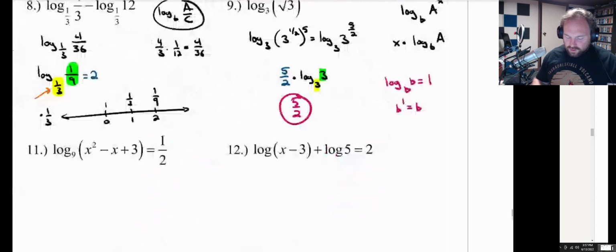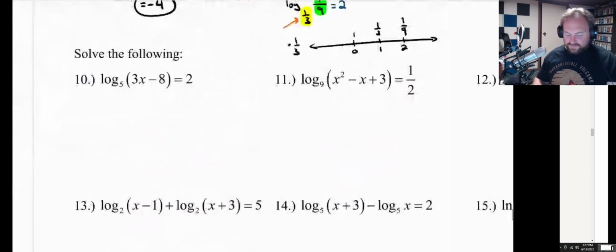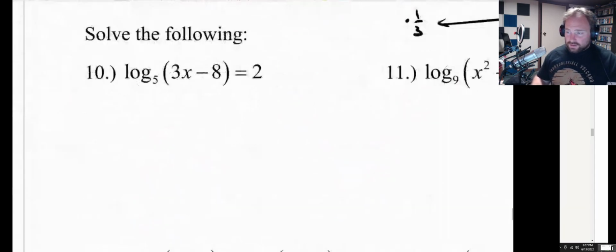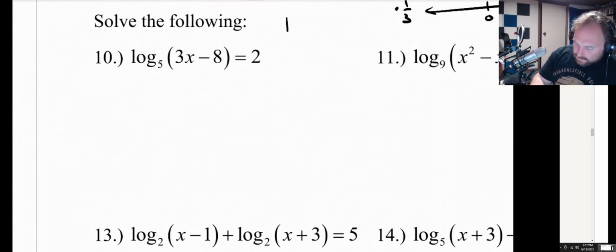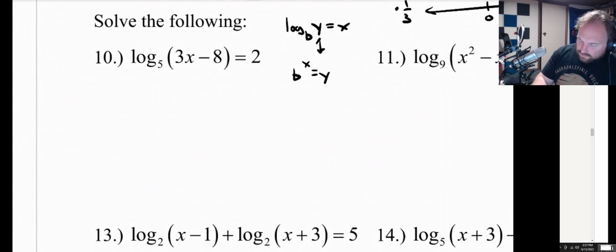For number 9, let's talk about some logarithmic equations now. We're going to get a little bit fancy with these. Number 10, we have log base 5 of 3x minus 8 equals 2. What we're going to do here is rewrite this as an exponential equation instead and then just solve it. We call this the number shuffle when it comes to logarithms: the log base b of y equals x is the same as saying b to the x equals y. These are the exact same statement.